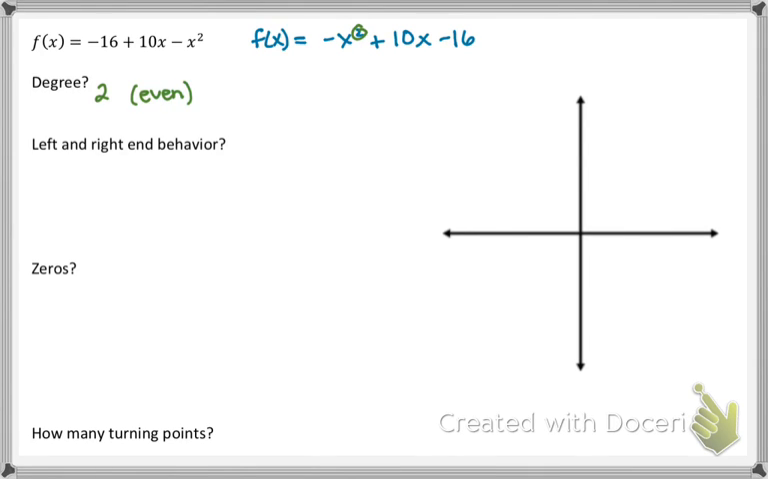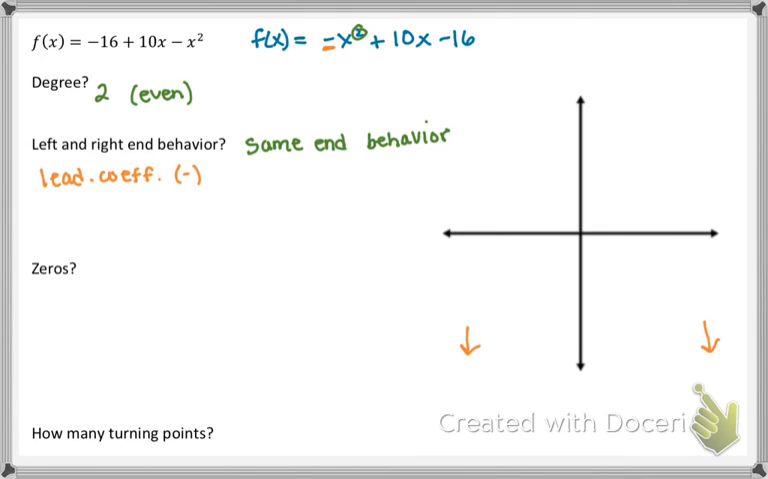And because it's even, we know that it's going to have the same end behavior. They're either going to both point up on the left and on the right, or they're going to both point down. And then we look at the leading coefficient. The leading coefficient is a negative 1. So because the leading coefficient is negative, I know that they're both going to point down. On the left it's going to point down, on the right it's going to point down.